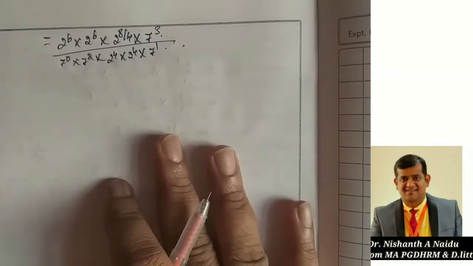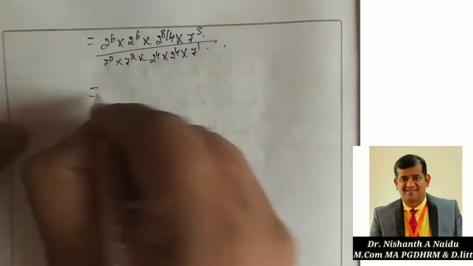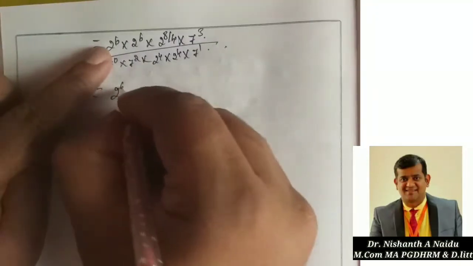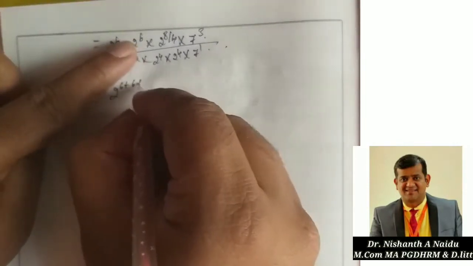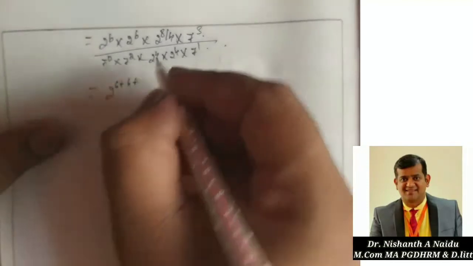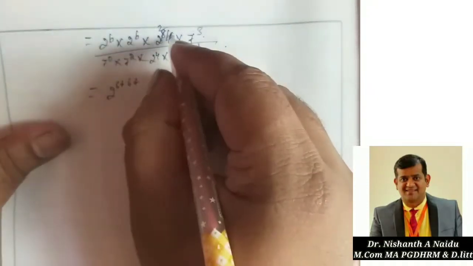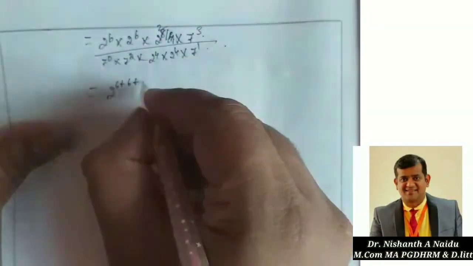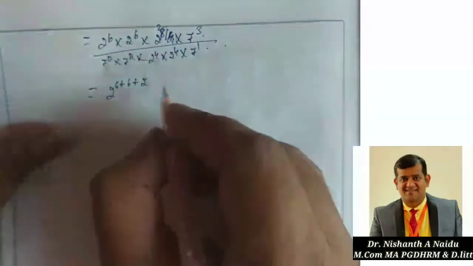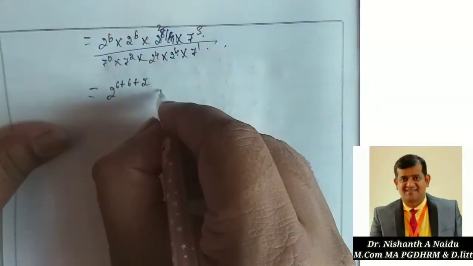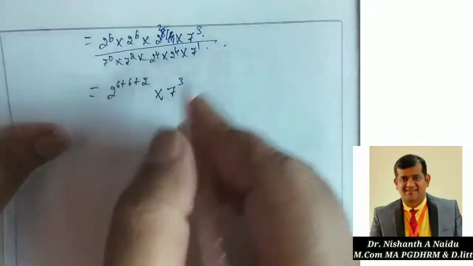So now by applying the law that when bases are same, powers can be added. With that law I am doing 2 to the power 6 plus 2 to the power 6 plus, here 4 ones are 4, 2s are... So that becomes 2 to the power 2. That's all 2, right? Then into 7 to the power 3. Clear?